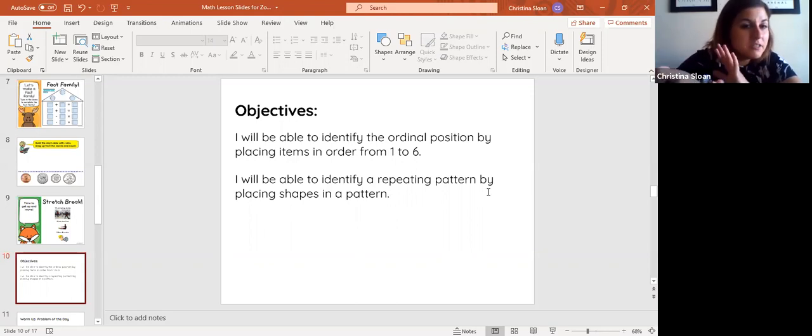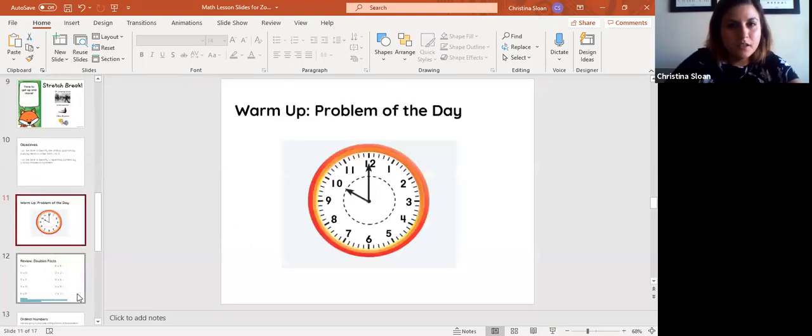So some of those words might sound a little familiar, like shapes. We talked about shapes, and you may have heard of patterns before. So we're going to learn about those today as well. We're going to do a quick warm-up though, and we are going to figure out what time it is on this clock. Who can help me tell the time on this clock?